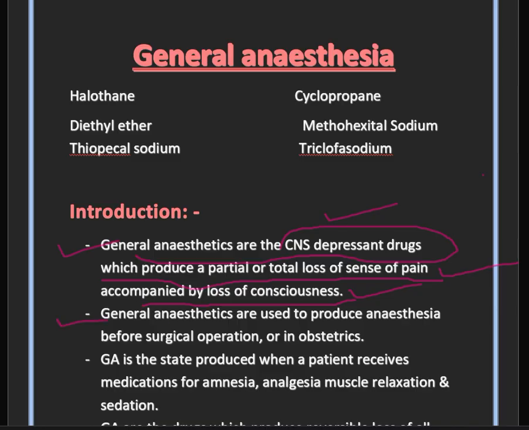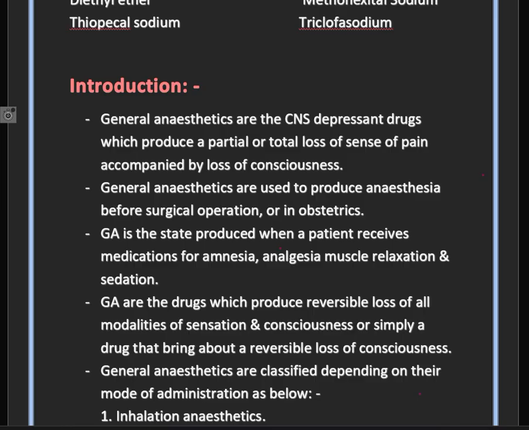The second point is that general anesthetics are used to produce anesthesia before a surgical operation or obstetrics. General anesthesia is a state produced when a patient receives medication for amnesia, analgesia, muscle relaxation and sedation. This is the basic definition; for 2 marks, the definition is asked. So, what is general anesthesia?